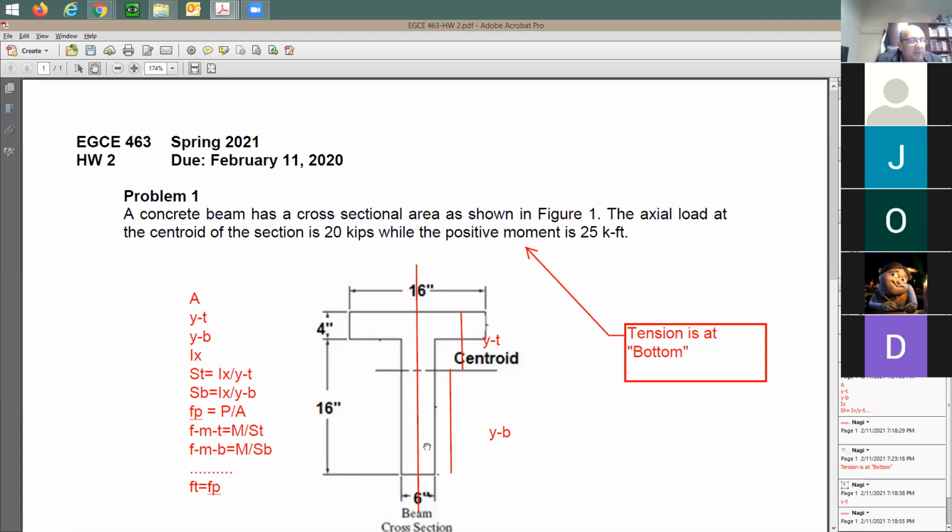How about the moment stress on the top? Is this here, the top? Is this compression or tension? It's a compression, right? So I'm going to be adding this to F M T, and the whole thing is going to be compression. Why? Because I assumed P to be compression.